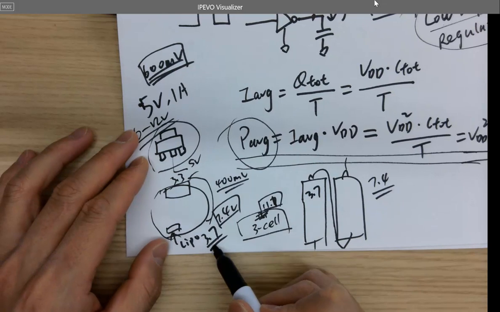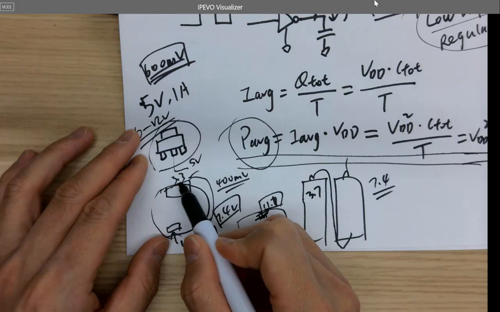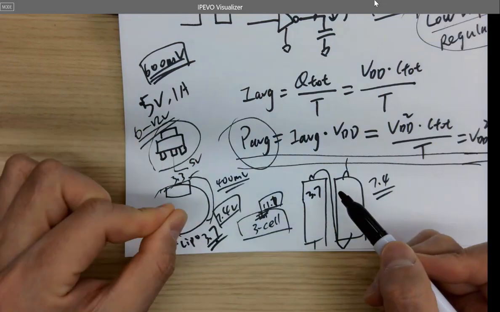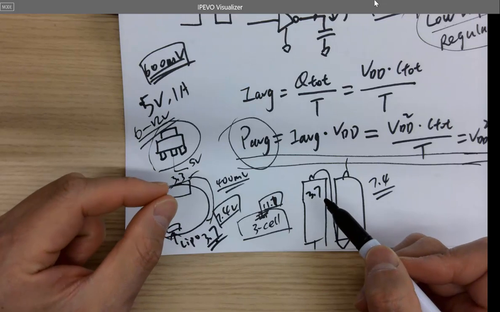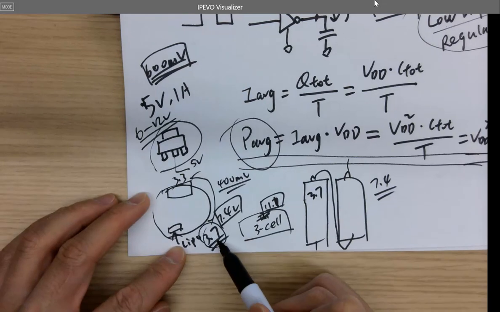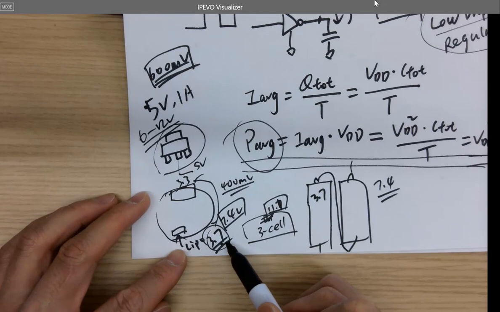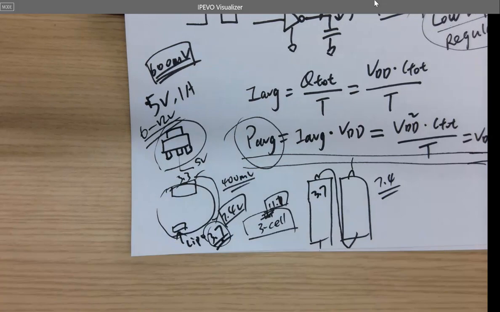So if the gap between the battery's rated voltage and the voltage required for the microcontroller is small, are you having more troubles or less troubles? If the battery's rated voltage is very close to the required voltage of the microcontroller, are you having a lot of troubles or less troubles? No, you have more troubles.